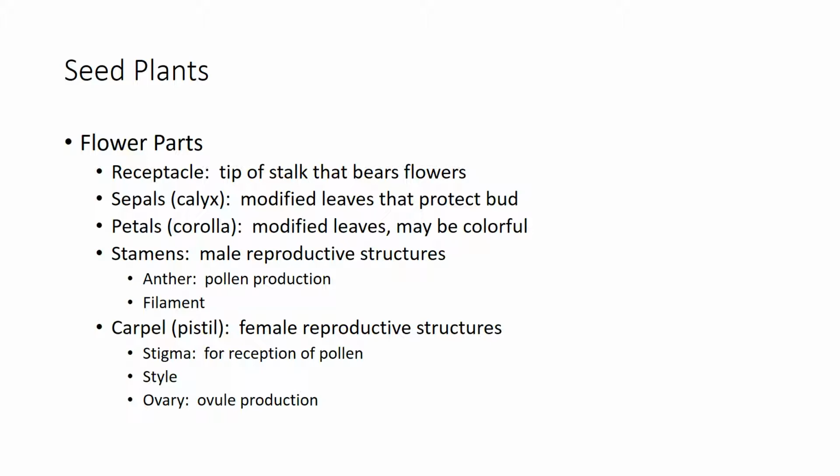And then the female reproductive structures are the carpels. You have the stigma, which is where the pollen is received. You have the style, and then you have the ovary. And then ovule production: you need to know that fertilization happens in the ovule. So these parts on this slide are really the reproductive structures of the plants: the receptacles, sepals, petals, stamens, and carpels, and all their little parts. Just keep that in mind.